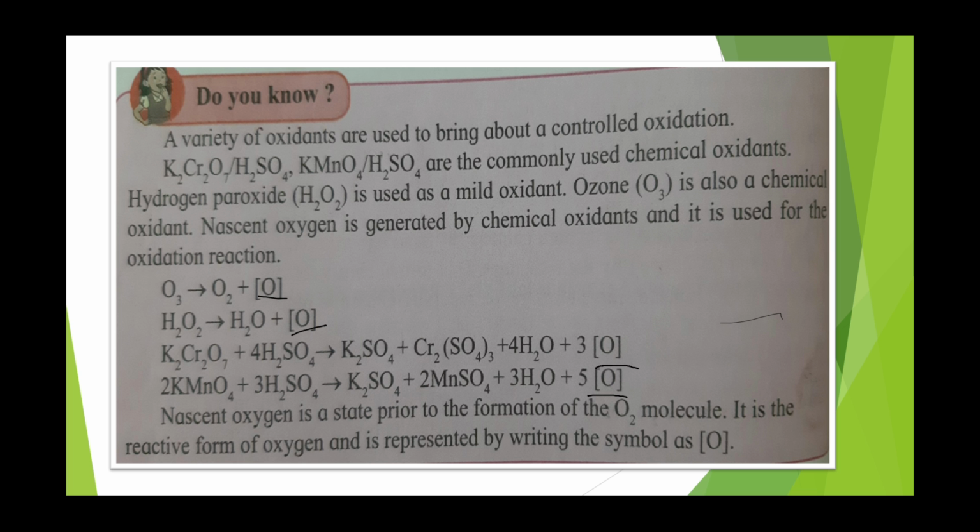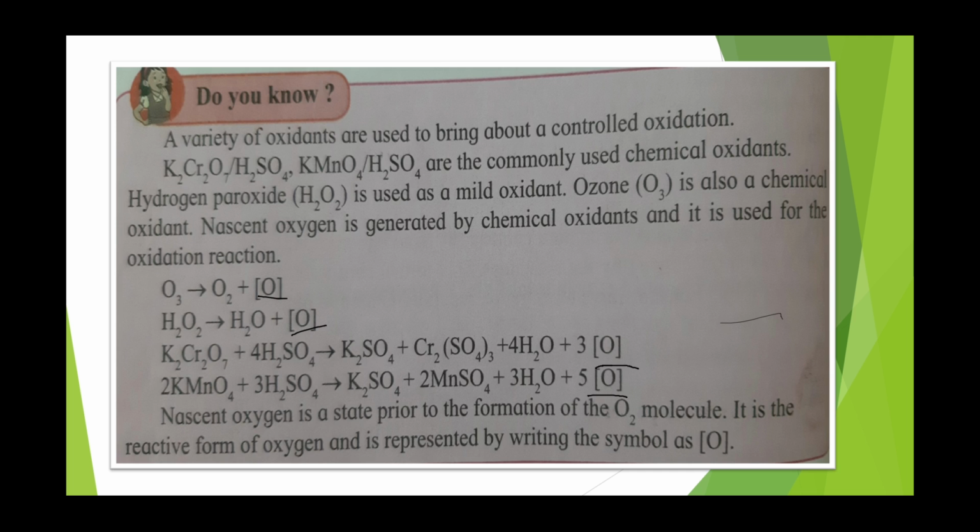Any oxidant, either it may be ozone, hydrogen peroxide, potassium dichromate, or potassium permanganate, all those oxidants are ultimately responsible for the production of nascent oxygen here, and hence they are used as an oxidant. Okay, I think you are getting what an oxidant exactly does. It provides the reactants an oxygen molecule to be oxidized.